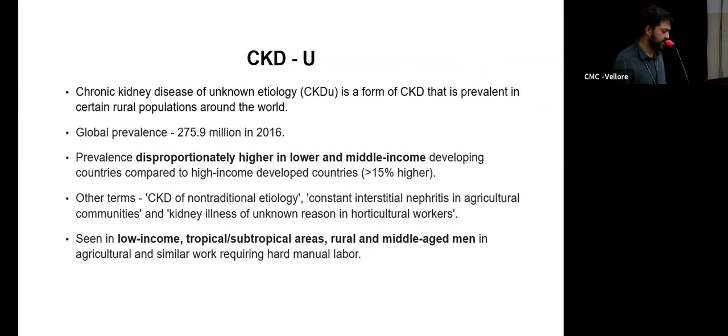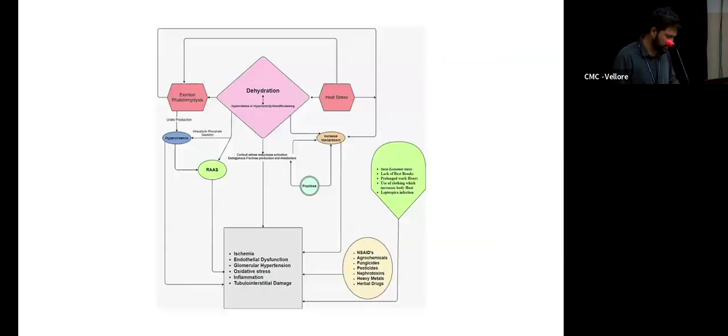The other names are CKD of non-traditional etiology, chronic interstitial nephritis in agricultural communities, otherwise known as CINAC, or kidney illness of unknown reason in horticultural workers. It is usually seen in low income tropical and subtropical areas, in rural, middle-aged men working in agriculture and similar work requiring hard manual labor. This is just an outline of how patients are predisposed.